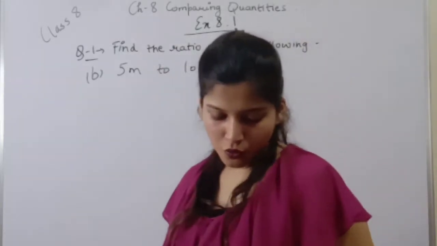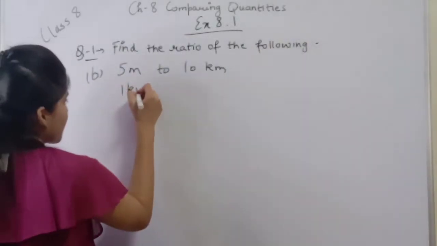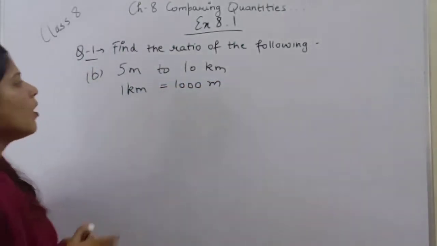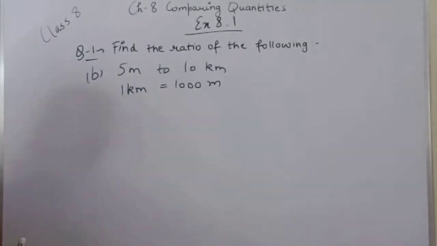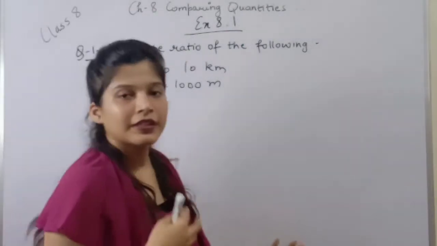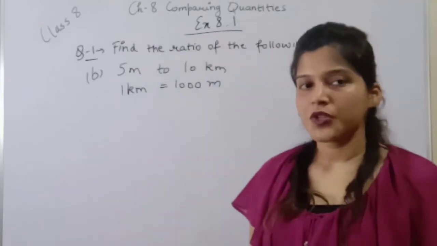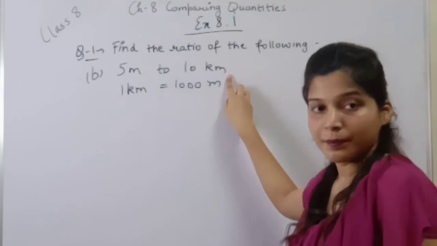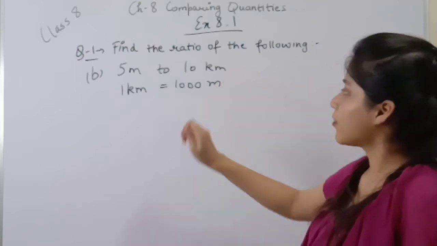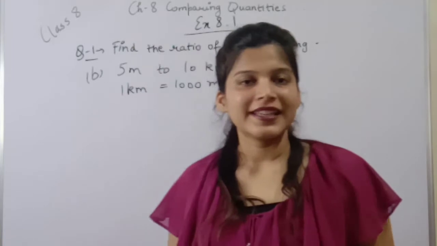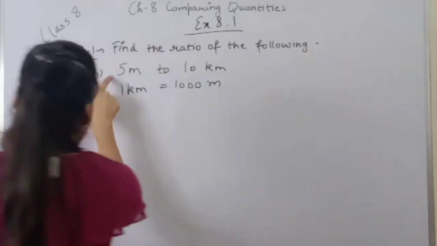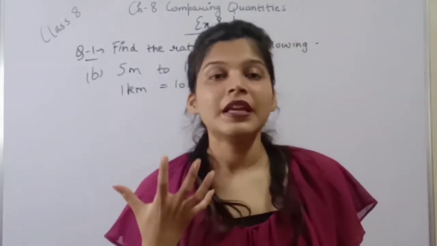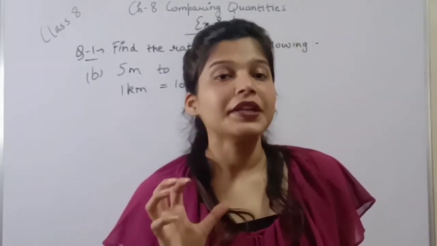We also know that 1 kilometer equals to 1000 meter. So 10 kilometer equals to 10,000 meter, 10 into 1000 which is 10,000. Kilometer is a big quantity, right? So big quantity को small quantity में convert करना ज़्यादा easy रहता है. If we convert meter into kilometer तो हमारा आंसर आएगा decimal में. Then it will be more difficult for us to write that in ratio.